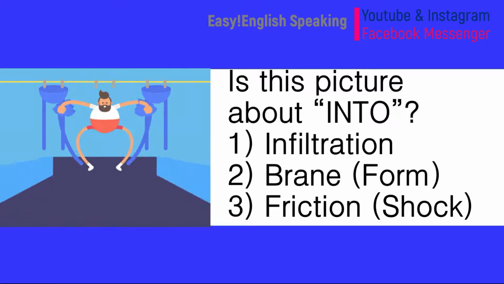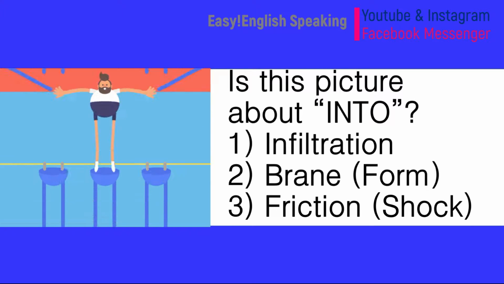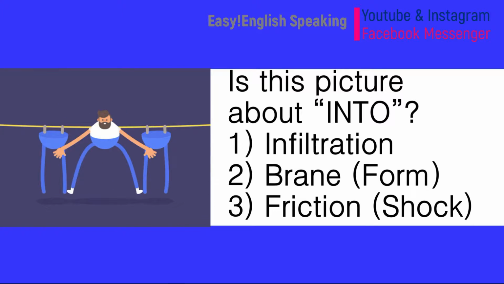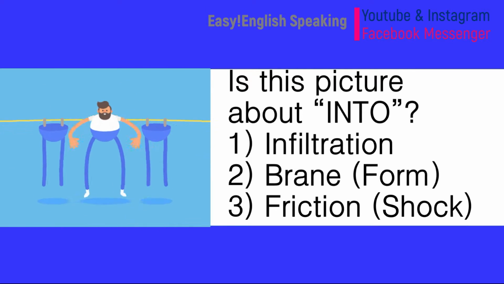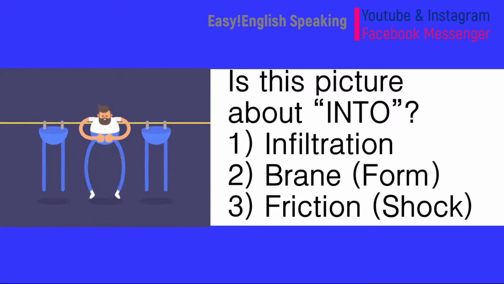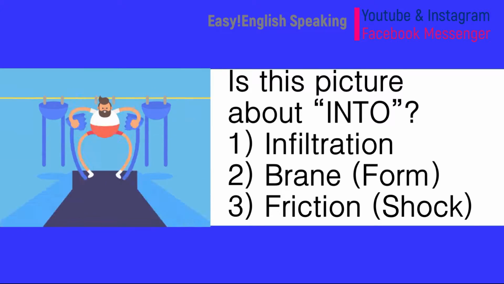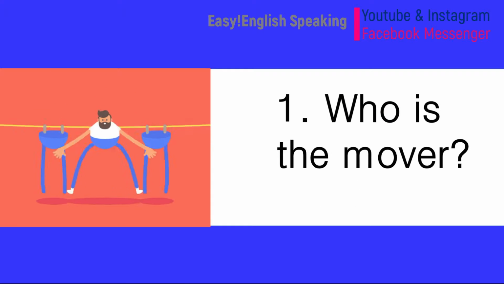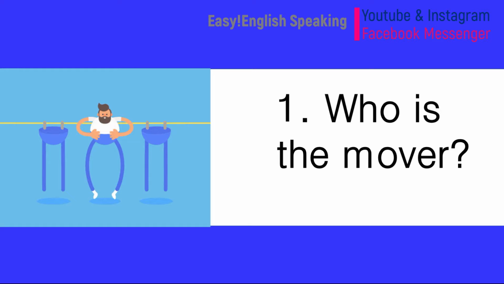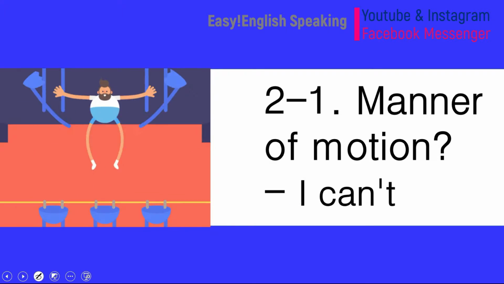Yes, it is, because the man infiltrates and the pants has some kind of form or brain, and when he gets into the pants, then there is some kind of shake, right? You can take a look at the shake. So this picture is mainly about into. Let's make a sentence by answering four questions. Who is the mover? The mover is he or the man.